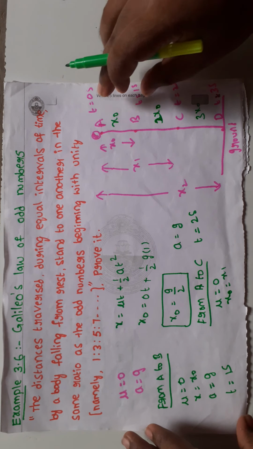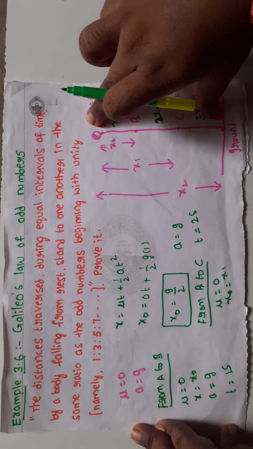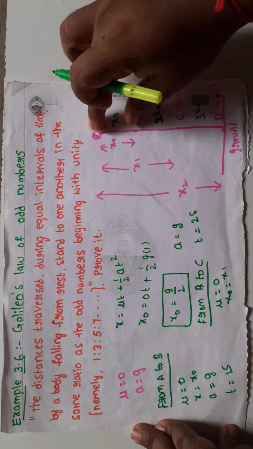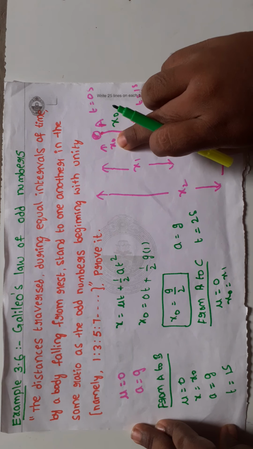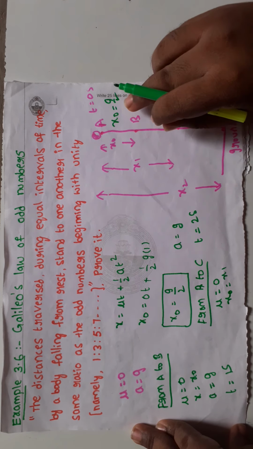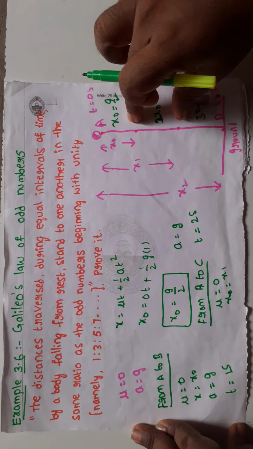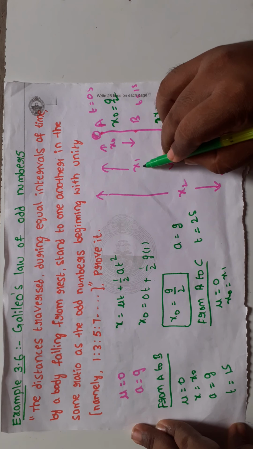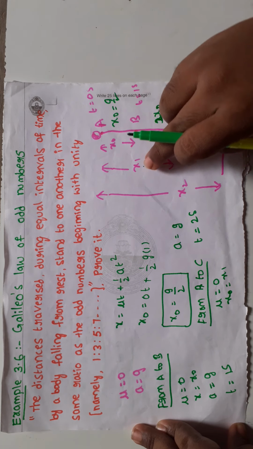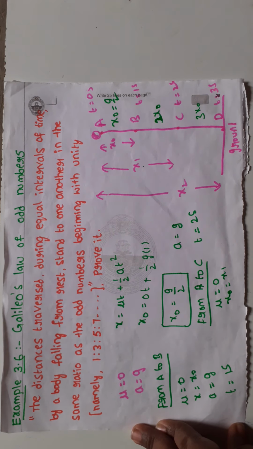Now I am going to find the distance from A to B, B to C, C to D. That is our aim. So from A to B, distance x equals x naught, that value is g by 2. We have already found that out. Next, B to C distance. I want only the B to C distance. So total distance is x1. So subtract the A to B distance. So x1 minus x naught.